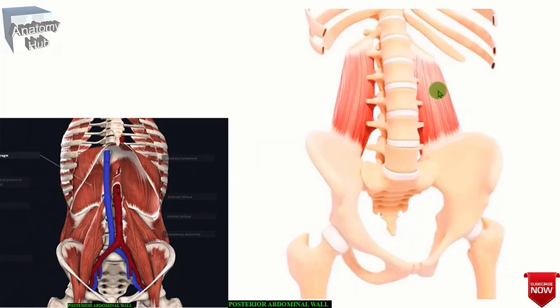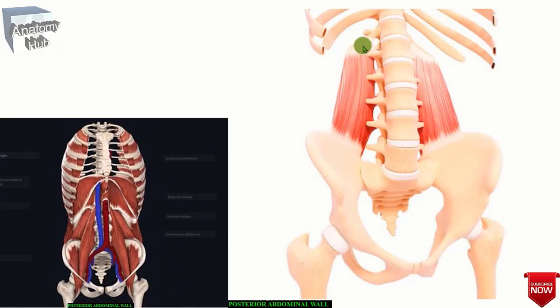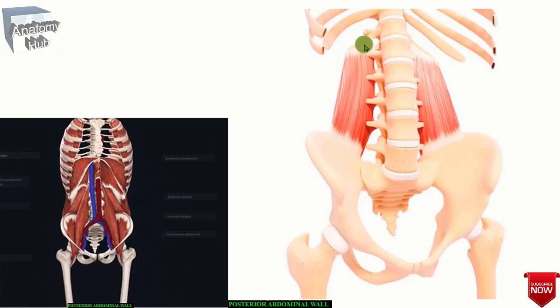So like that here you will find the quadratus lumborum, that you can observe here very clearly, how this muscle looks like. It is quadrangular in shape, that's why it is quadratus lumborum, and it attaches to the transverse process of your first lumbar vertebra along with the 12th rib.